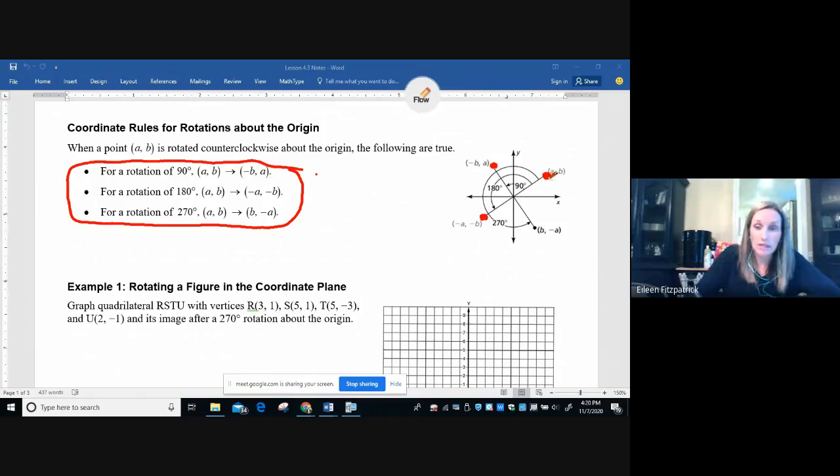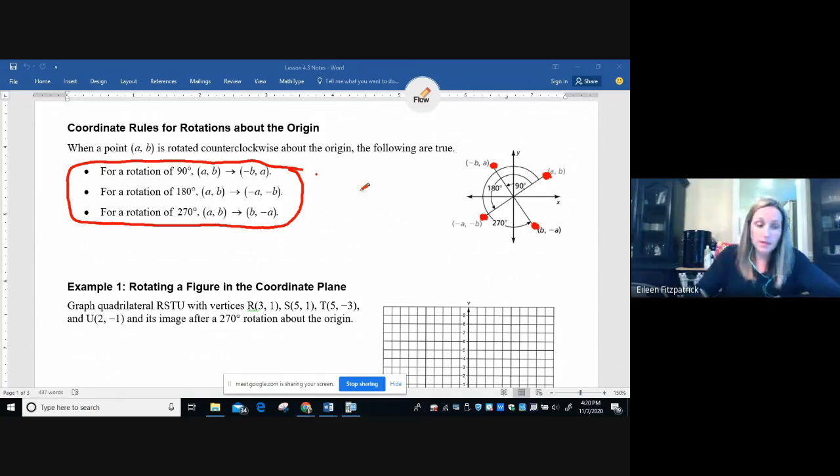And then if we rotate from the original 270 degrees, that's going to land us in the fourth quadrant. The coordinates in the fourth quadrant are positive X value, negative Y value. If you're relating the new point, the image point, to the pre-image, the original, the rule is to change the sign of the A and flip it.